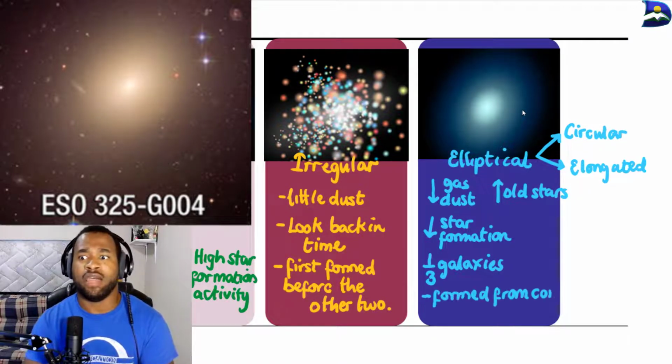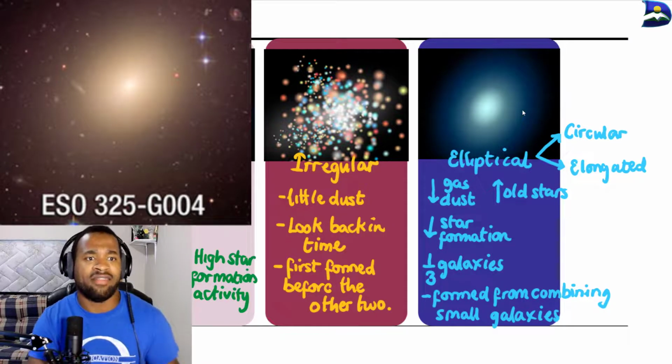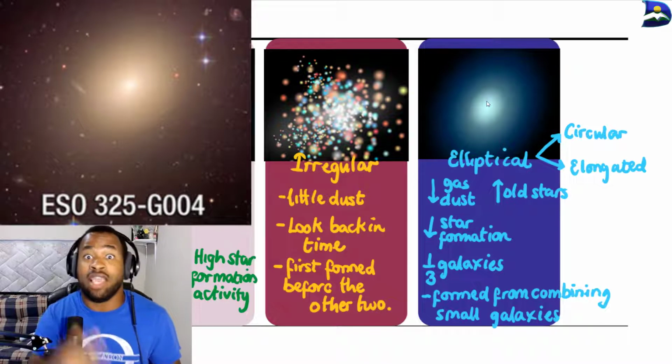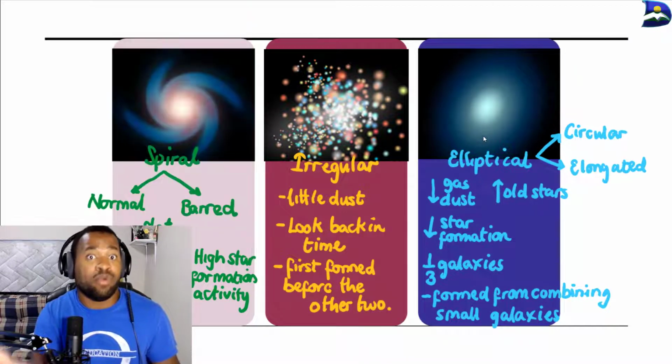And finally here we have, this is formed from combining small galaxies together, like going from irregular to elliptical. There is another way that elliptical can be formed, and this other way we're going to talk about in this particular video.